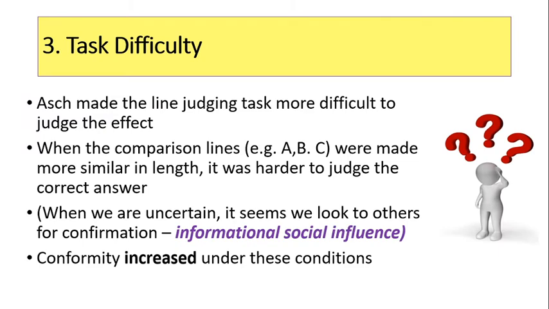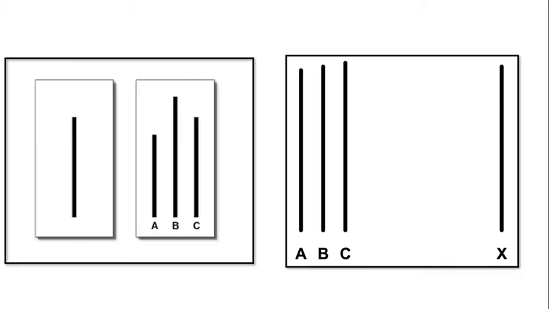Okay, third factor, task difficulty. So Asch made the line judging task more difficult by putting the lines closer together. So let's have a look at this. Here's an example. On the left, that's like the original, where it's really obvious what the correct answer is.